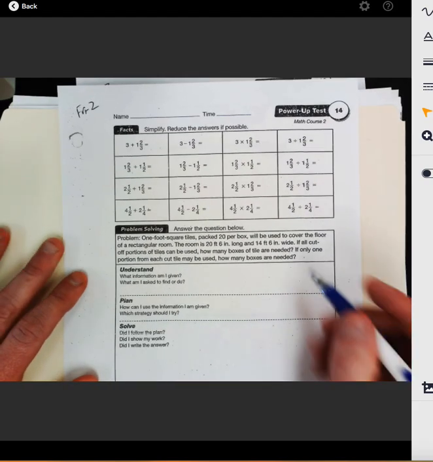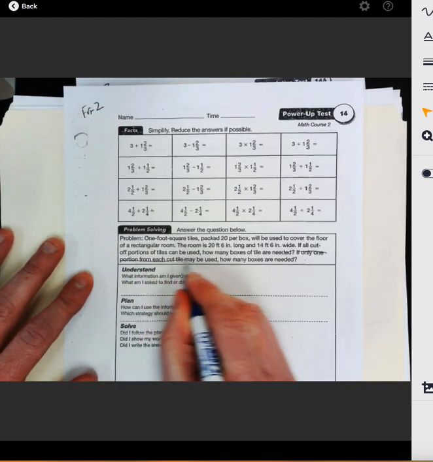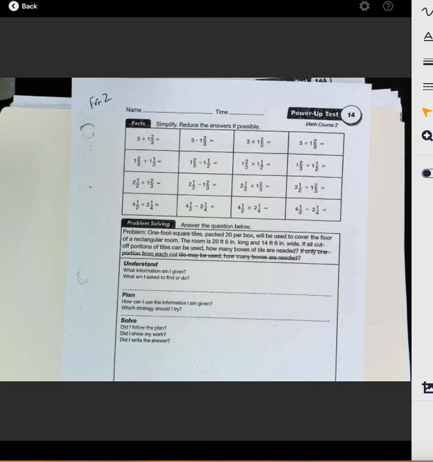Guys, I'm going to make that a step easier for you. I'm going to take this and we're just going to cross out that question. It tries to make it one step harder. It doesn't need to be.